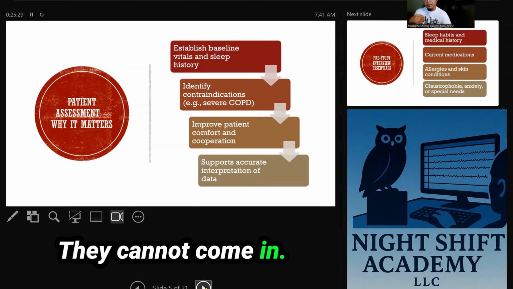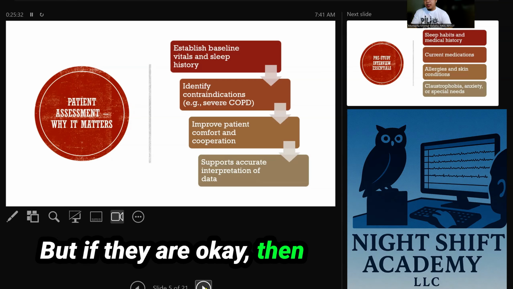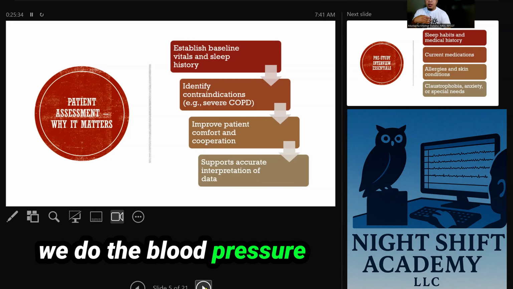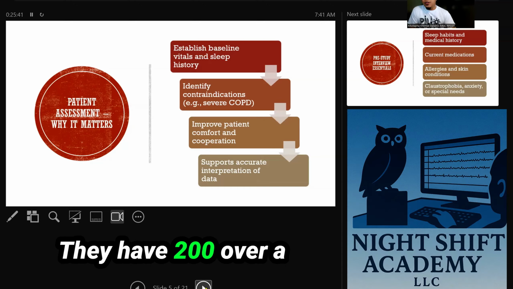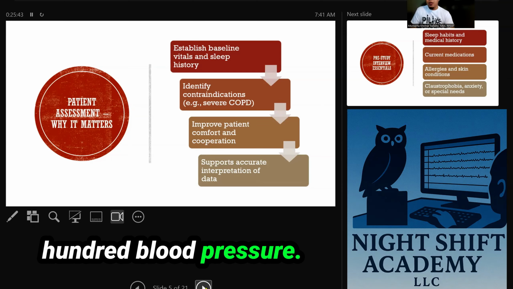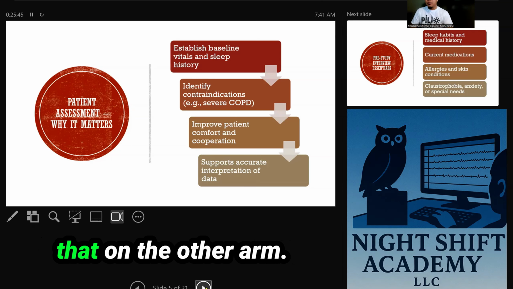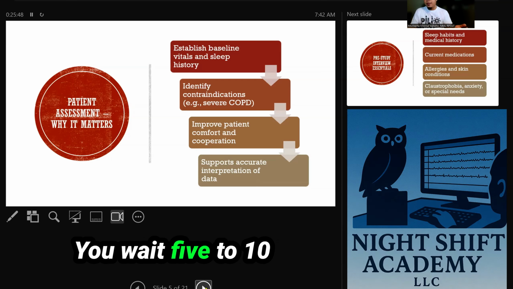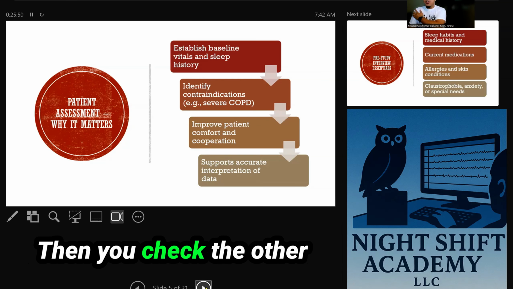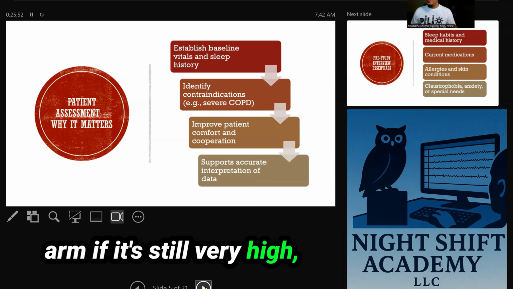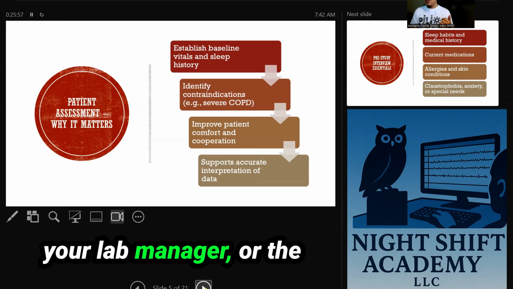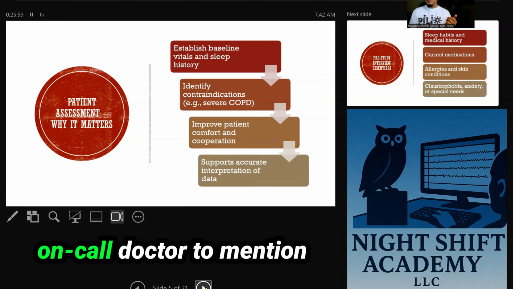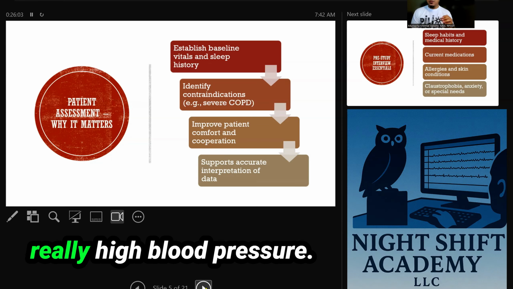Okay, they cannot come in. But if they are okay, then we do the blood pressure as soon as they come in. Why? Because if the patients show that they have 200 over 100 blood pressure, you have to recheck that on the other arm. You wait 5 to 10 minutes, up to 15 minutes, then you check the other arm. If it's still very high, you need to call either your medical director, your lab manager, or the on-call doctor to mention about this patient with really high blood pressure.